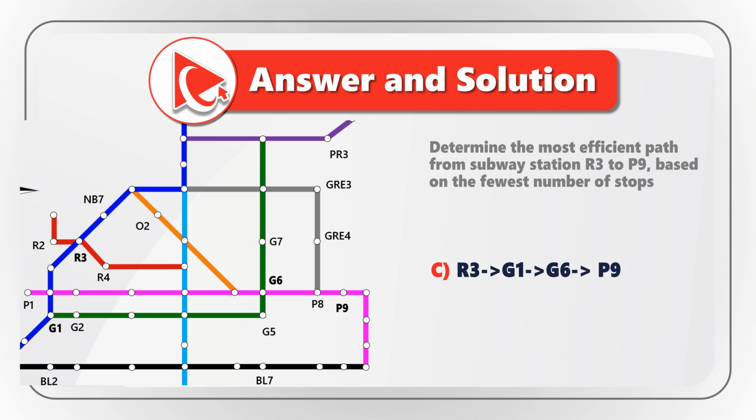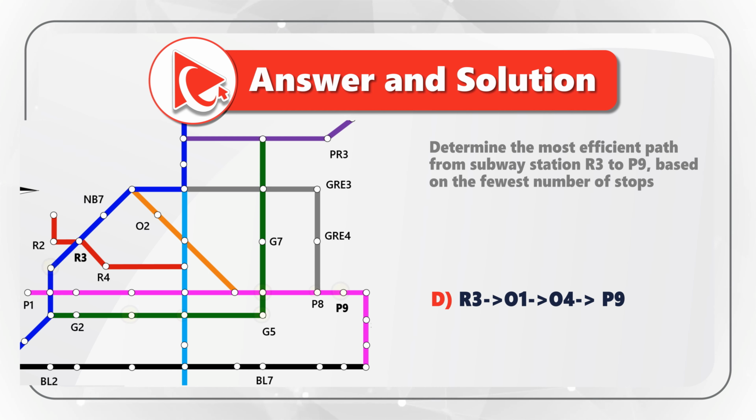Now let's look at choice C. Here we have to go through 1, 2, 3, 4, 5, 6, 7, 8, 9, 10 stations. And last choice, choice D, we have to go through 1, 2, 3, 4, 5, 6, 7, 8 stations.